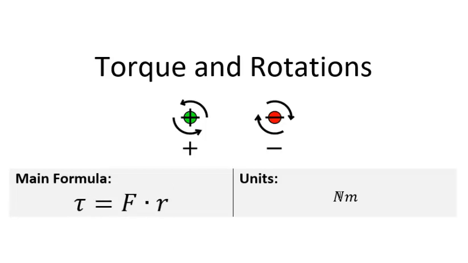The units for torque are newtons times meters. That means that we need to use forces in newtons, and the lever arm has to be in meters. Okay, not in centimeters, not in millimeters. It has to be in meters. There are two types of rotations. Positive is going to be in this direction, and negative is going to be in this direction.